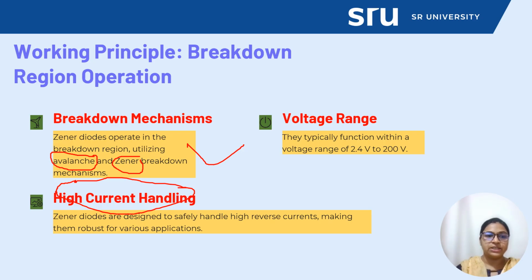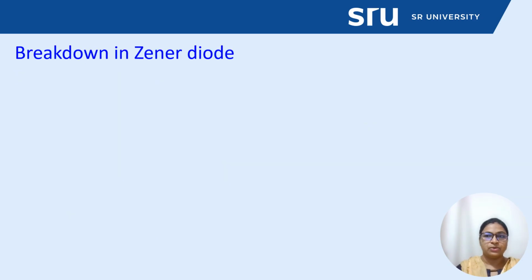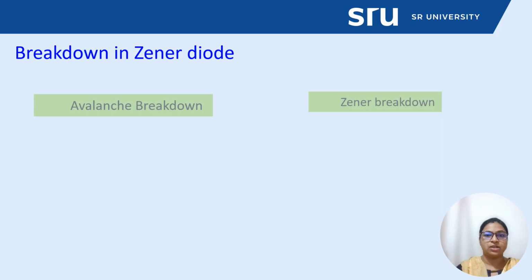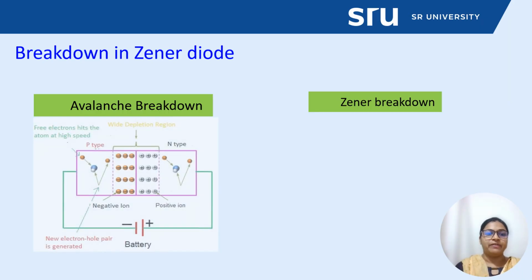As we have seen, Zener diode breakdown is of two different types. So let us see the details of this. They are avalanche breakdown and Zener breakdown. We will first discuss the avalanche breakdown. So what is avalanche breakdown?